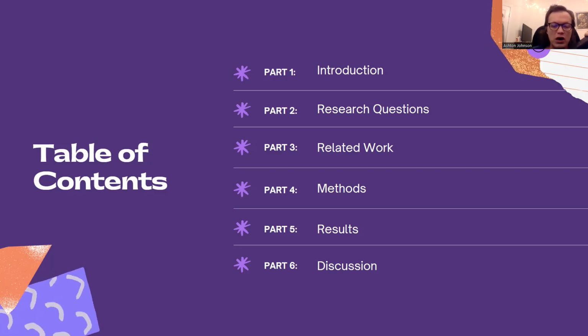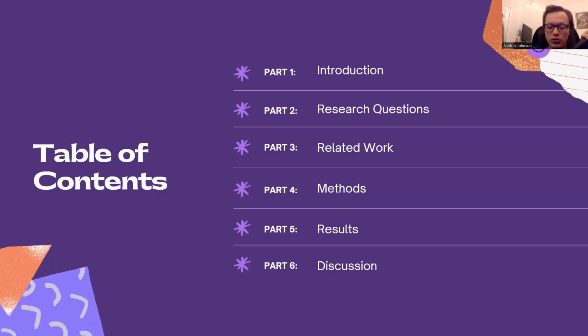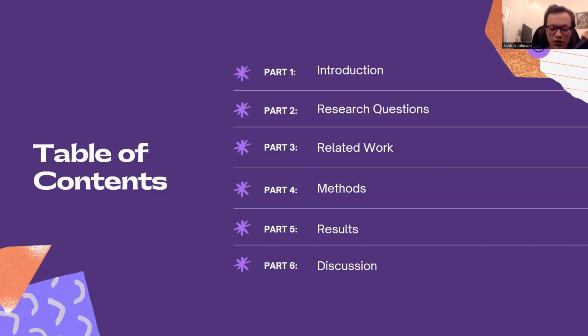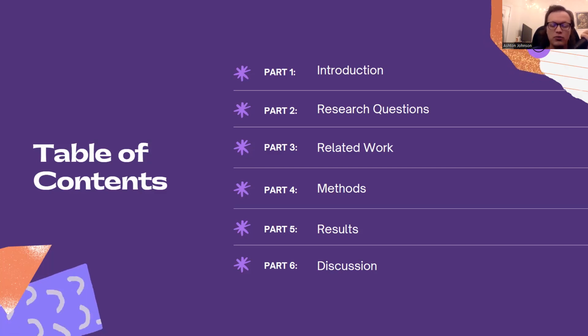Methods is how I went about going through the data, finding the data, processing it, or pre-processing, processing, using it in the model, etc. The results will be what came of those methods, and then the discussion is just wrapping it up, talking about everything that came before in a conclusive way.